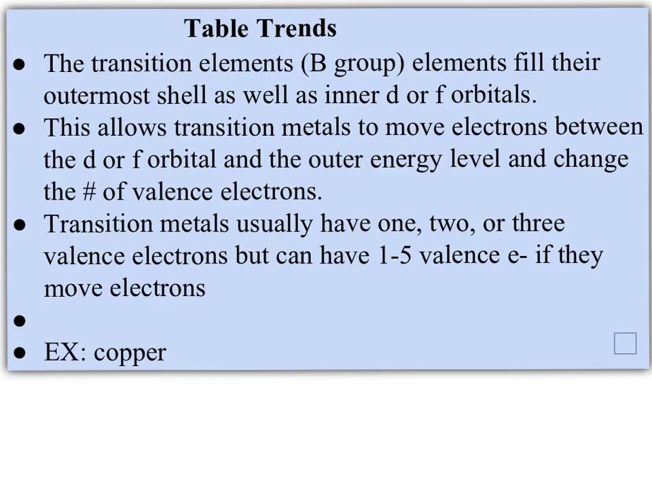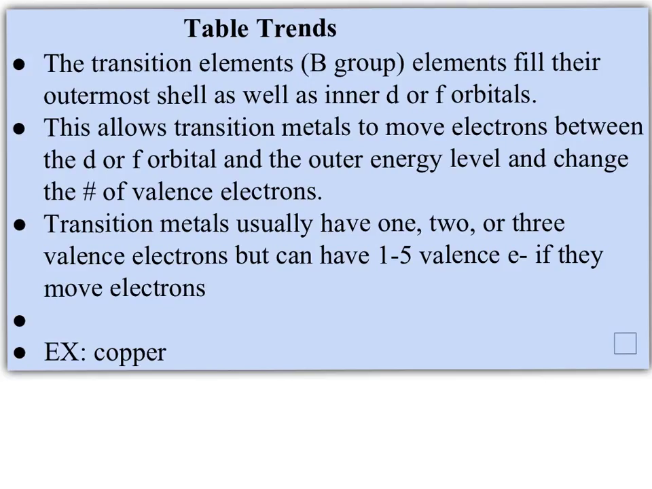So transition metals are the B group elements, and they fill their outermost shell, but they're also filling an inner d or f orbital. So this allows transition metals to move electrons between that d or f orbital that's being filled up and the actual outer energy level where they're filling up the s and the p orbitals. So that's why transition elements can transition or change the number of valence electrons.